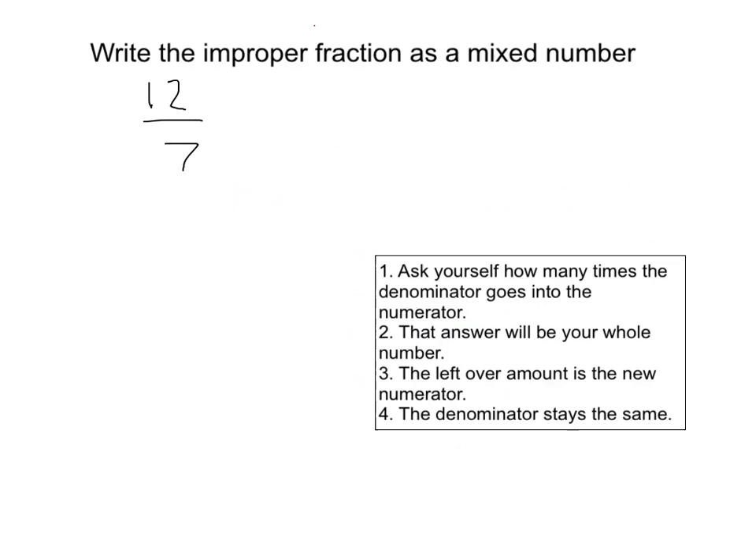In this lesson, you'll see that they will just give you an improper fraction, and it is your responsibility to change it to a mixed number. So I wrote out a set of instructions that you can look at to help you do this. The first thing you need to ask yourself is how many times the denominator goes into the numerator. Remember, the denominator is your bottom number, while your numerator is the top number.